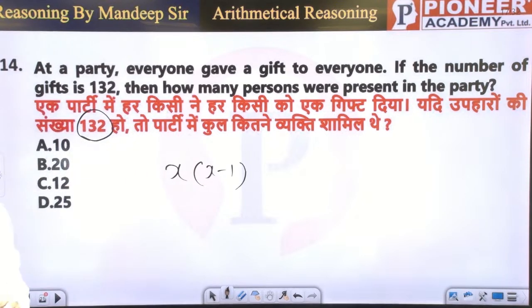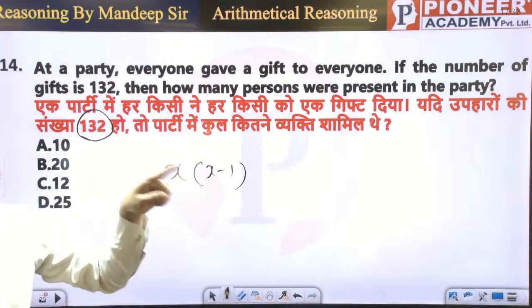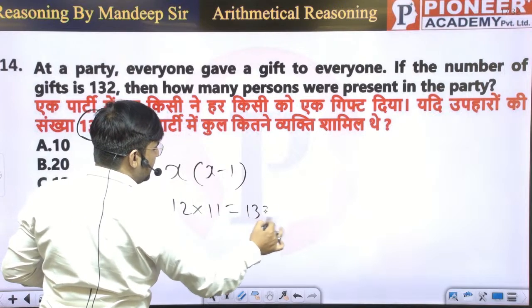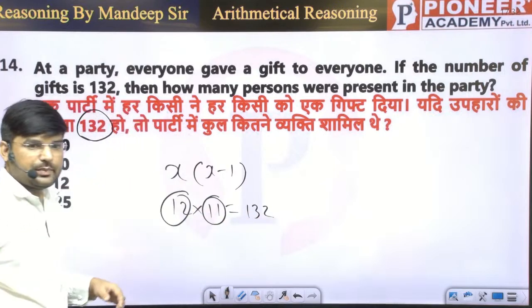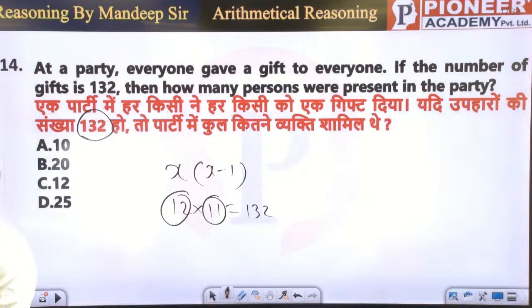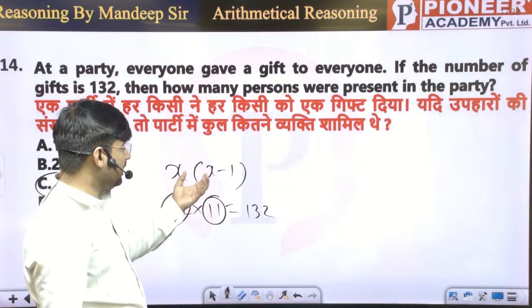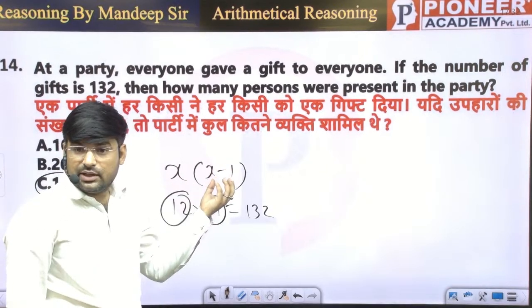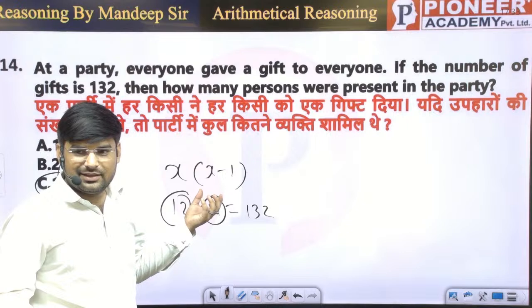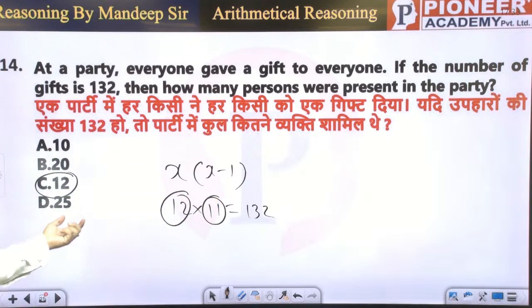Let's assume two numbers whose difference is 1 and multiplication is 132. So 12 into 11 equals 132. 12 persons and per person 11 gifts. Among the options, 132 is divisible by only 12. So 12 is the correct answer. No need to solve this question fully, because it makes a quadratic equation. So go by the options.